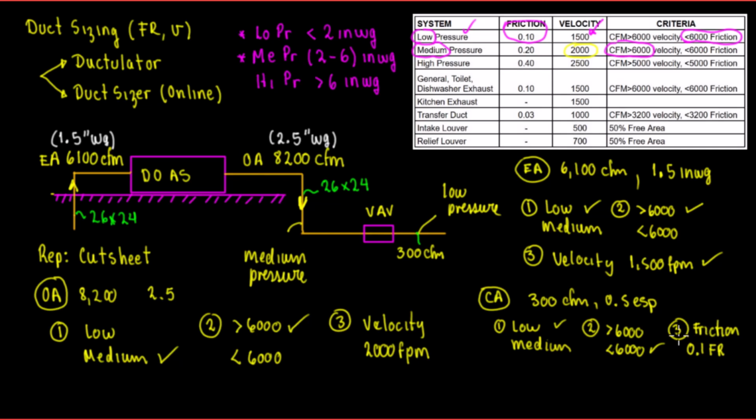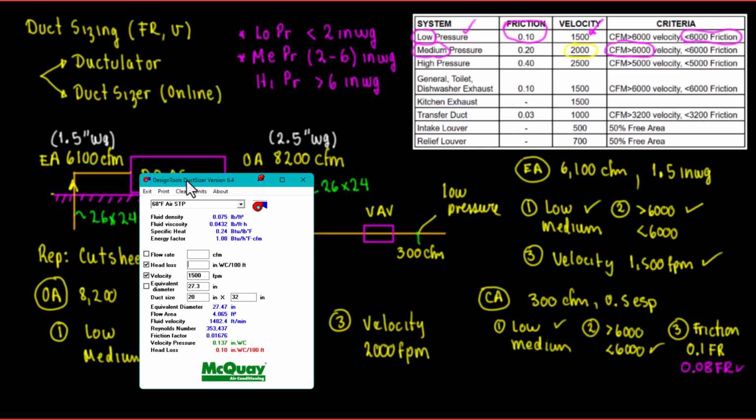Okay, so now based on that, let's size it. I also want to add something else here. 0.1 is overall okay, but if you want to be very conservative, 0.08 would be a better number to be safe. Use 0.1, but sometimes I honestly use 0.08. Okay, let's size this duct very quickly, and this applies also for residential.